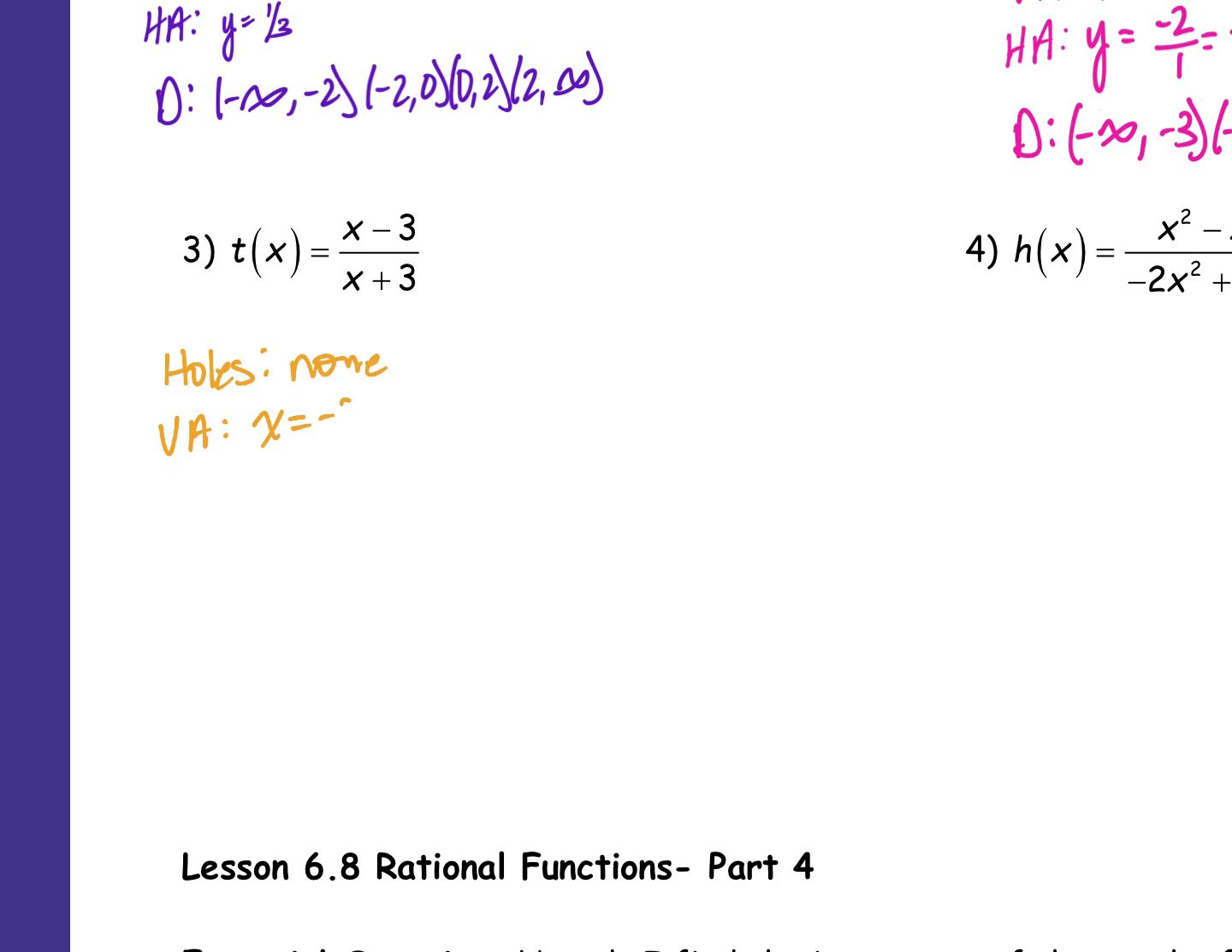Where's my vertical asymptote at? x equals negative 3. Beautiful. My horizontal asymptote, I'm going to look at the exponents. Yes, there are no exponents. There is. It's to the first power. They're the same, right? So it's going to be y equals 1 over 1 or 1. This makes my domain really easy because there's only one breakpoint, which is my vertical asymptote. So negative infinity to negative 3, and negative 3 to infinity.